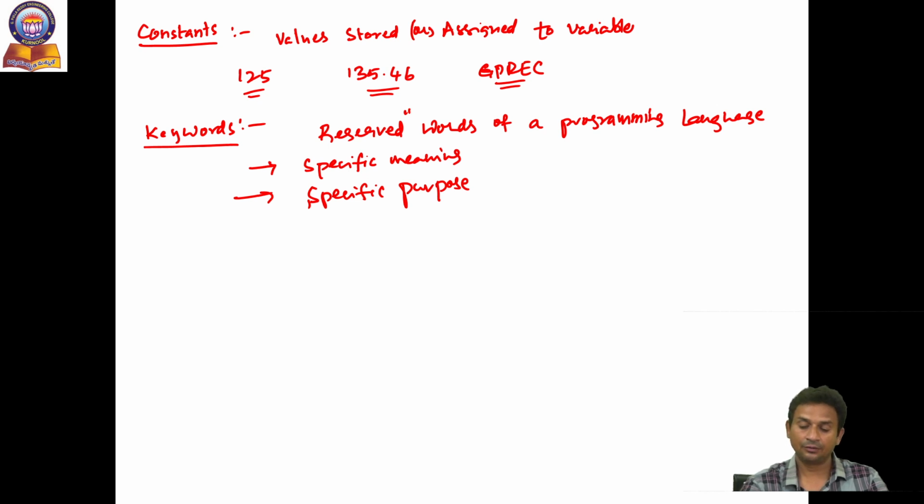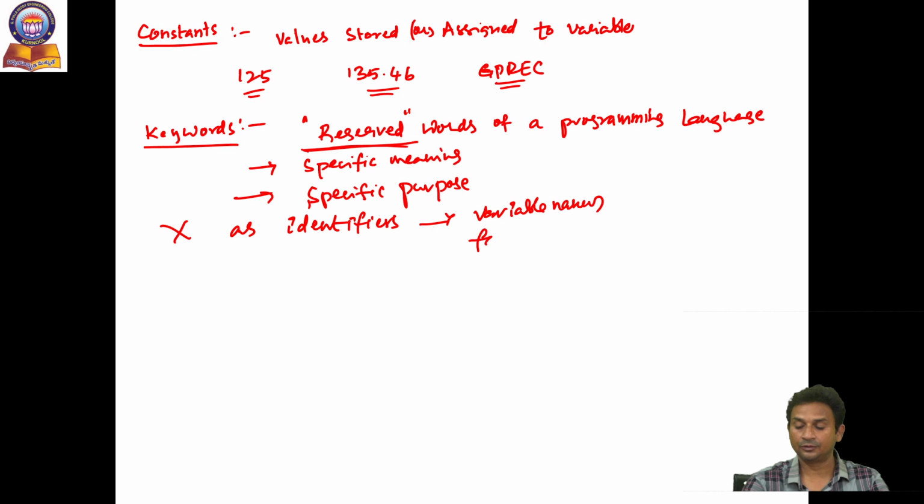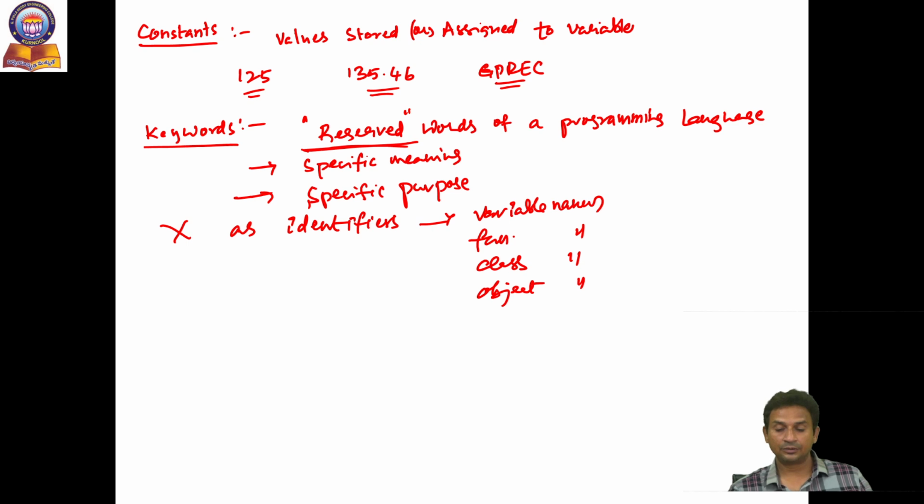Since keywords are reserved words, we cannot use keywords as identifiers. Identifiers are basically names used for variables. So we cannot use keywords as variable names, function names, class names, or object names. Since the keywords are reserved words for the programming language, we cannot use them as identifiers.